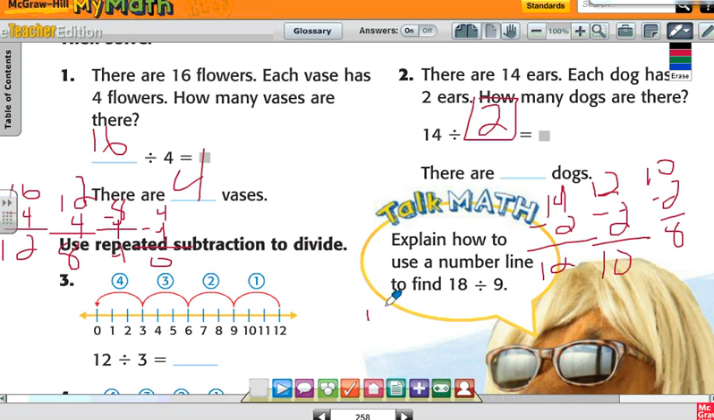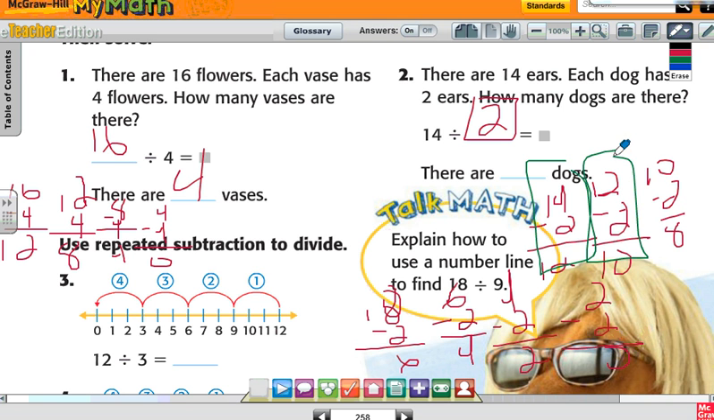Okay, and I'm going to put it over here. 8 minus 2 is 6. Okay, 6 minus 2 is 4. 4 minus 2 is 2. And then 2 minus 2 is 0. How many times did I subtract? 1, 2, 3, 4, 5, 6, 7.